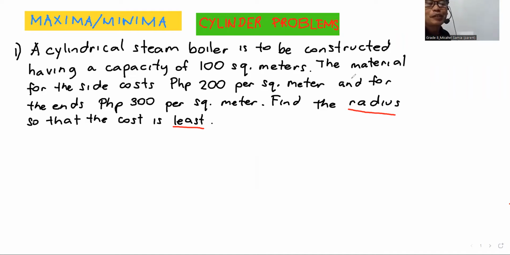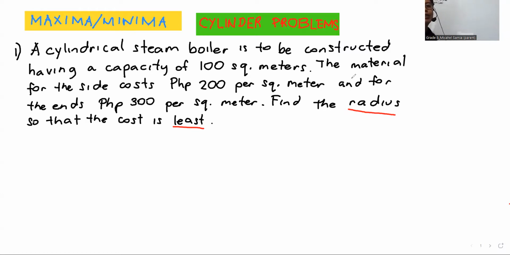So we're going to solve problems now on still maxima minima, but this time on cylindrical and circular problems. Let's start problem number 1. A cylindrical steam boiler is to be constructed having a capacity of 100 cubic meters. The material for the side costs 200 pesos per square meter, and for the ends is 300 per square meter. Find the radius so that the cost will be least.